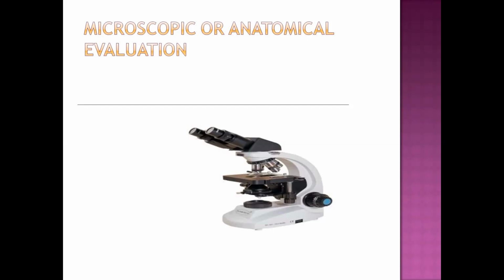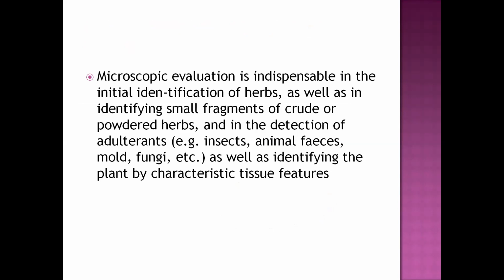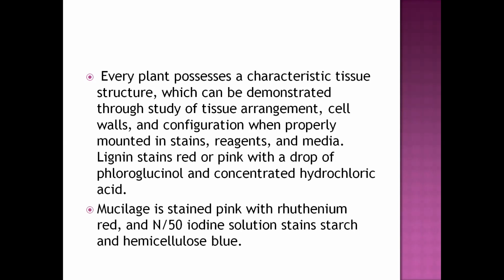In morphology, we discuss the external characters, but in microscopy, with the help of a microscope, you can identify your drug by seeing its anatomy, that is, its internal structure. Microscopic evaluation is indispensable in the initial identification of herbs as well as in identifying even small fragments of crude drug or powdered herbs. With this microscopic method you can even do powder microscopy, and if any small fragments are present in your crude drug, like insects, animal feces, or any mold fungi, you can easily identify them with the help of the microscope.